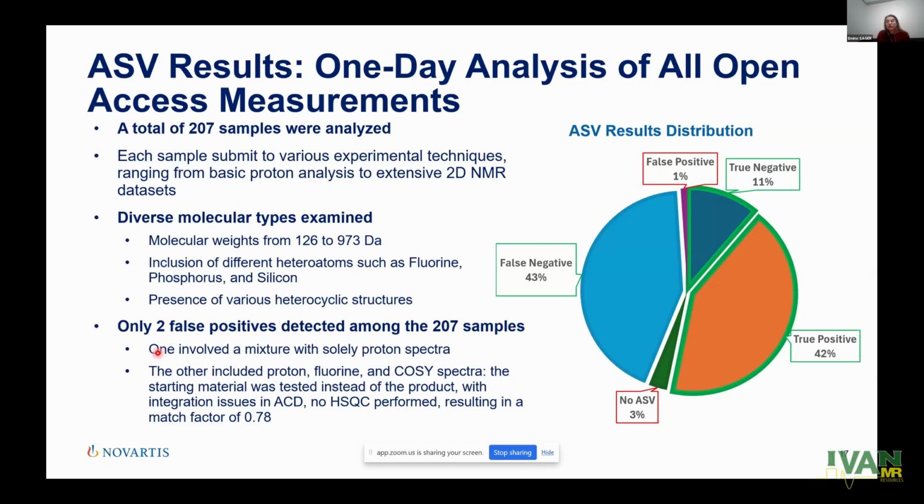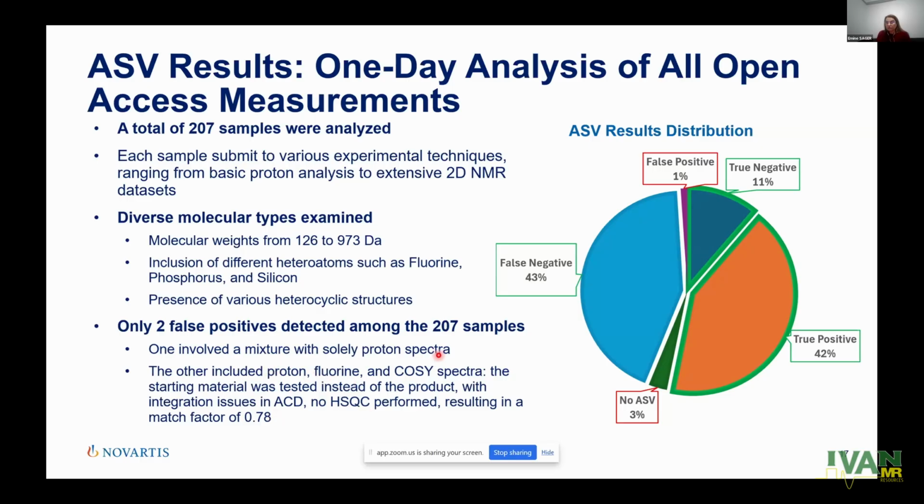What happened? Only a proton was measured, and it was in a mixture. That means, what did ACD do for this small molecule? It was able to find peaks that are compatible with the structure, and for it that was nice, so it put a high match factor. The second one is the same. You only have a proton, a fluorine, and a COSY, so no HSQC. That means no carbon chemical shift. And in this case, it was able to assign the peaks in proton.